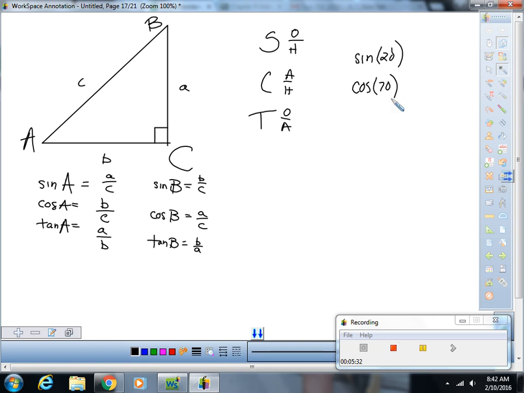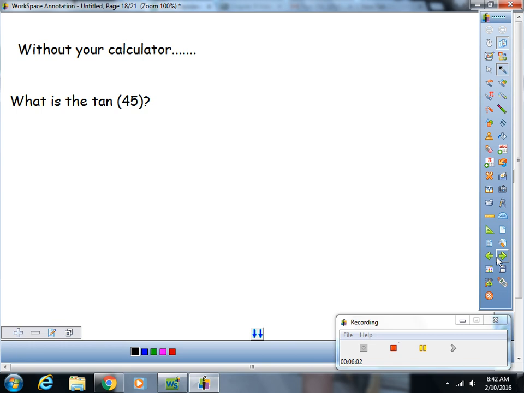Look at this. What's the sine of A? A over C. What's the cosine of B? You better get the same thing. Does that make sense to you? Okay? Does that make sense? Bless you. All right. Next slide. So, stop. Put your calculator down.